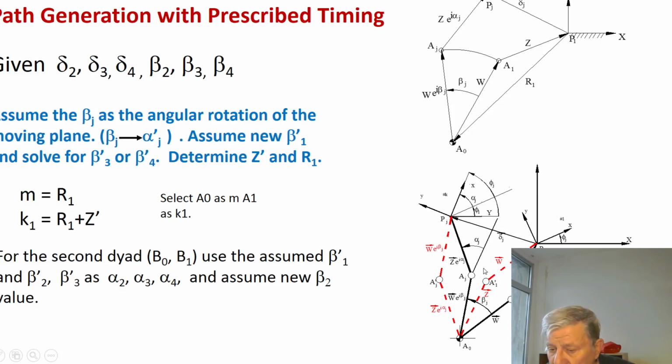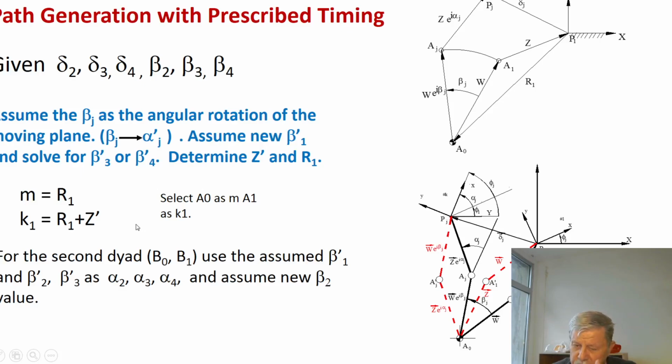Now you have determined beta 1 prime, beta 2 prime, beta 3 prime, beta 4 prime. Those are your angles of the moving body. Use them as alpha 1, alpha 2, alpha 3, alpha 4. I don't know why I said beta 1, alpha 2, alpha 3, alpha 4. And now assume for the other crank, new value for beta 2, solve.